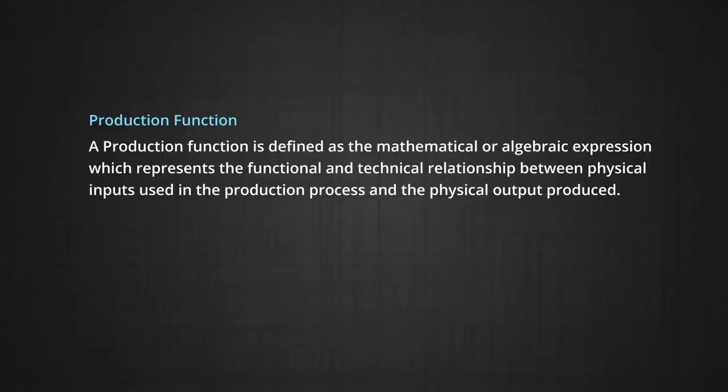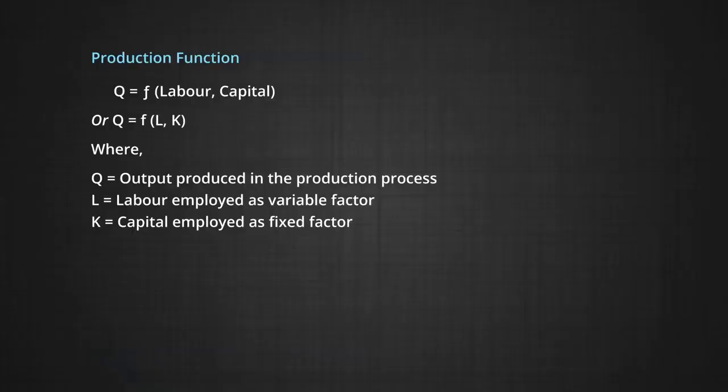A production function is defined as the mathematical or algebraic expression which represents the functional and technical relationship between physical inputs used in the production process and the physical output produced. It can be mathematically expressed as Q equals F of L and K, where Q is the output produced in the production process, L is the labor employed as a variable factor, and K is the capital employed.